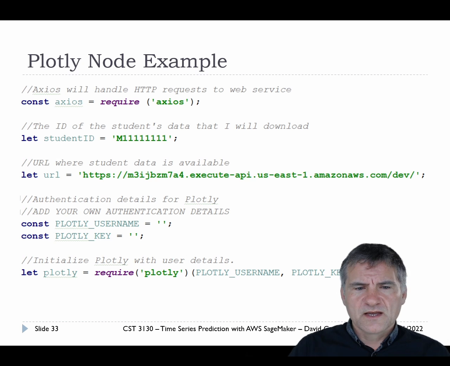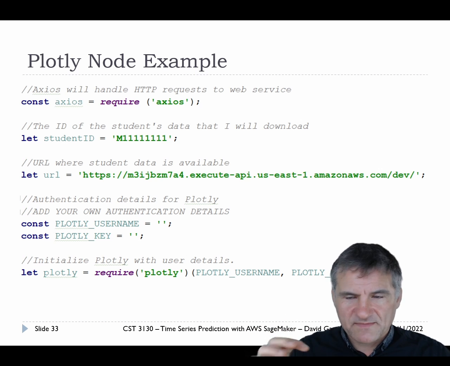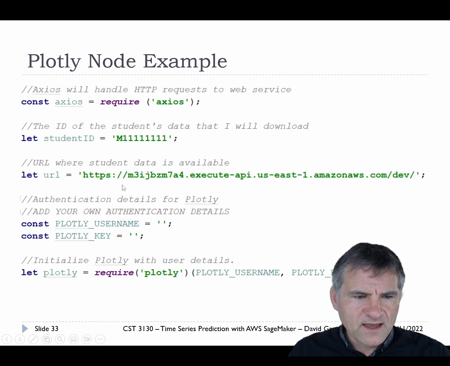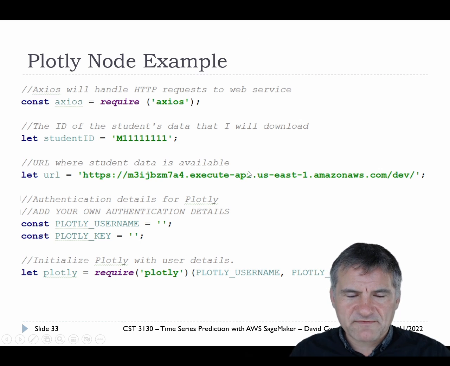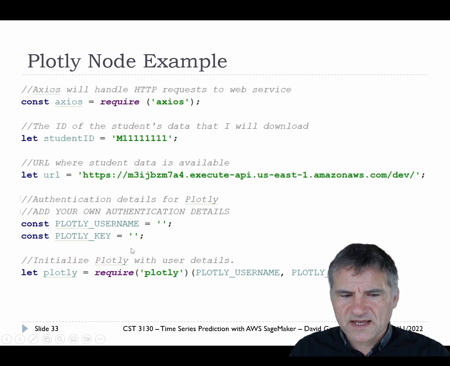I'm not going to go into massive detail. I think I'll give you this example with example code anyway. But we need Axios because we need an HTTP client to be able to pull the data from the web service that I just showed you here. So we provide the URL. Again, this changes every year, so you need to put the right one in. You need to put your student ID in. You need to supply the appropriate Plotly username and key. I haven't put it here because obviously it's my key.